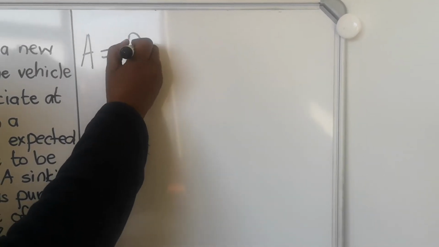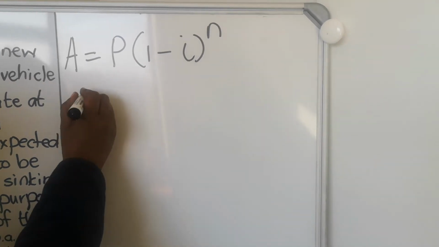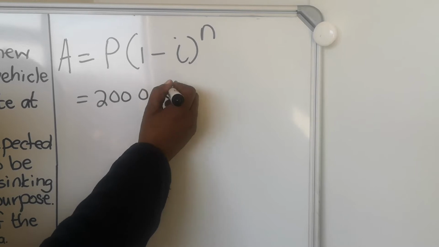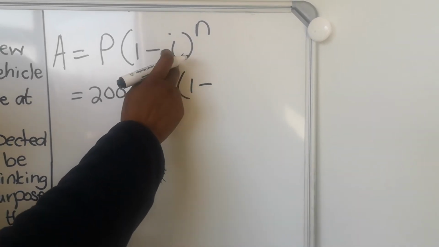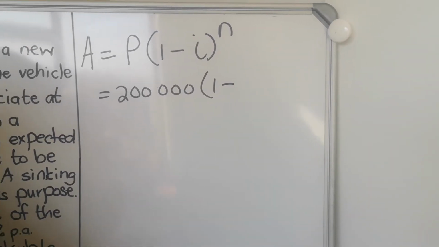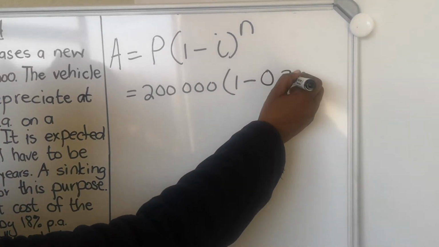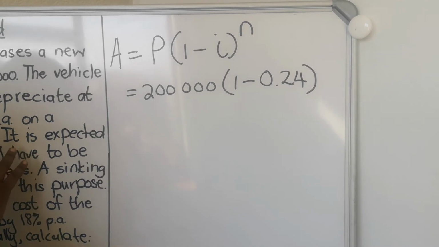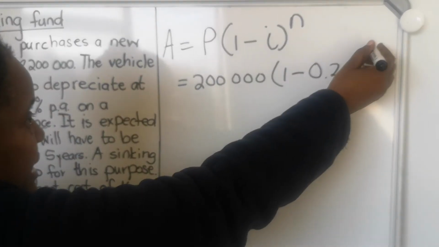The reduced balance formula is A equals P into (1 minus i) to the power n. So your P is 200,000. Count the zeros. If you lose one zero, you are losing your marks. And then the interest is 24%. So 24 divided by 100 is going to give you 0.24. And then the number of years. They say they're going to replace this after 5 years. So the number of years is 5.